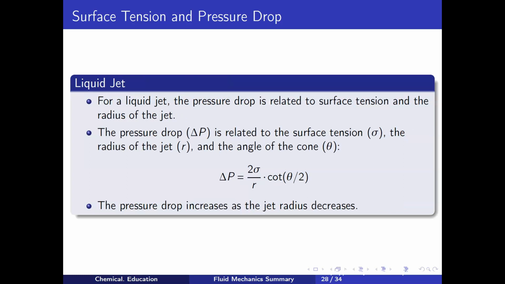Now, liquid jet. For a liquid jet, the pressure drop is related to the surface tension and the radius of the jet. The pressure drop ΔP is related to the surface tension σ, the radius of the jet, and the angle of the cone. So ΔP is equal to (2σ/R) cot(θ/2). The pressure drop increases as the jet radius decreases.